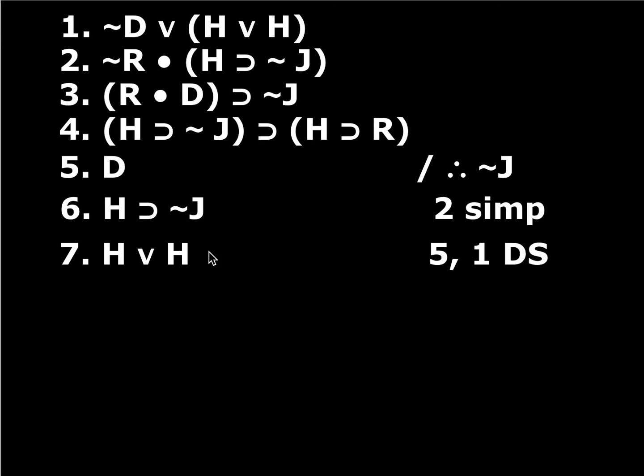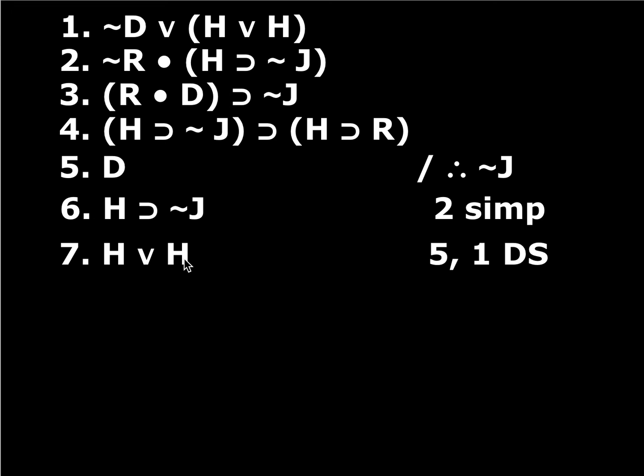Okay, now you might look at this and say, hey, that's a weird statement, H or H. You're right, that is a weird statement. Doesn't matter. It's a disjunction. Just because both disjuncts are the same, whatever. We can still apply rules, we can still do the proof. So don't start overthinking it. Just get good at applying the rules and deriving conclusions.